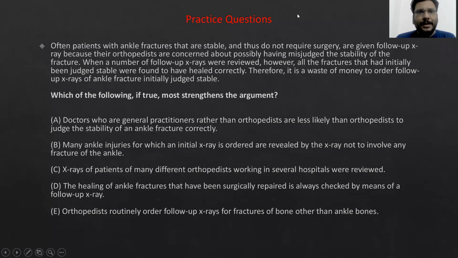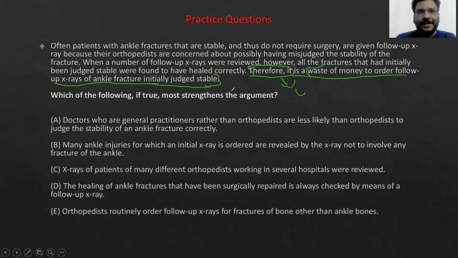So let's try and understand the argument here. Now, if you look at the argument, the key word therefore suggests that this is my conclusion, right? So that entire line starting from therefore is my conclusion. So what's my conclusion? The conclusion says that it's a waste of money to order follow-up X-rays. Remember, this is my conclusion. It's a waste of money to order follow-up X-rays for ankle fractures initially judged stable.